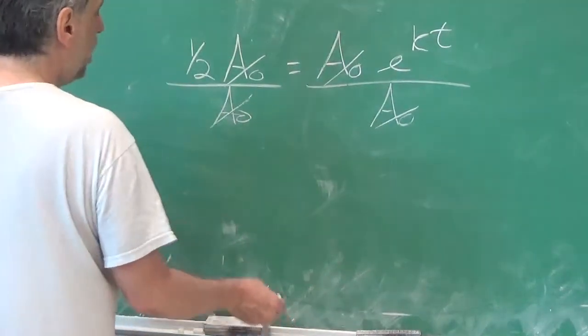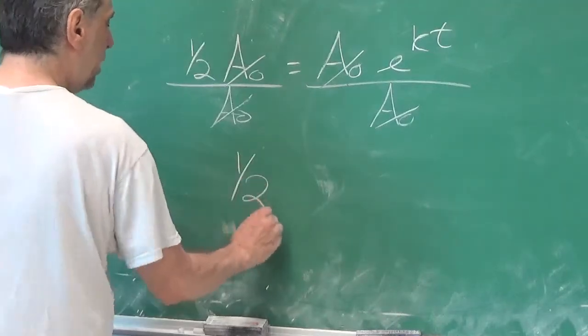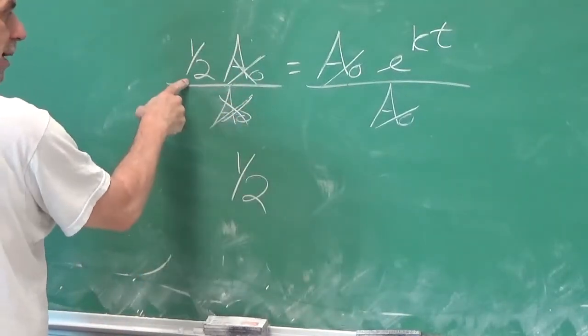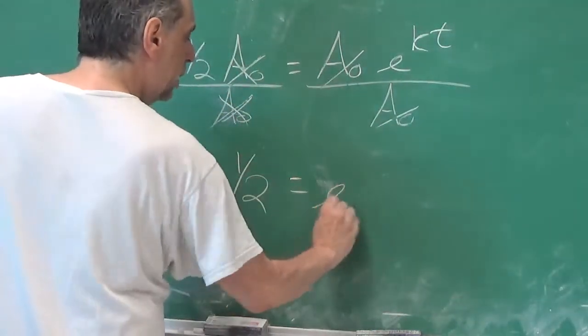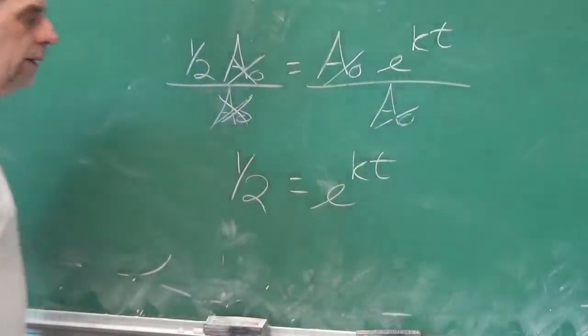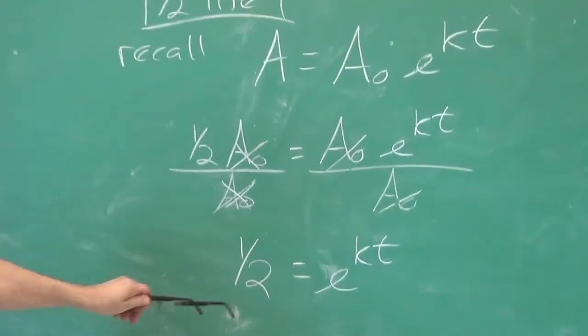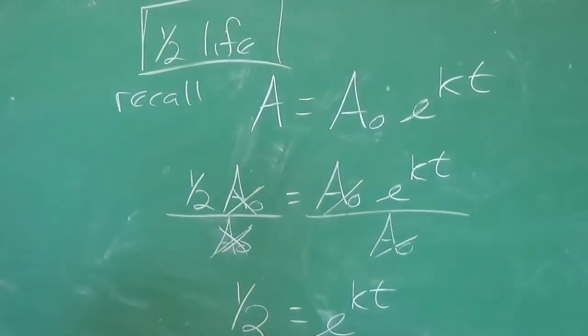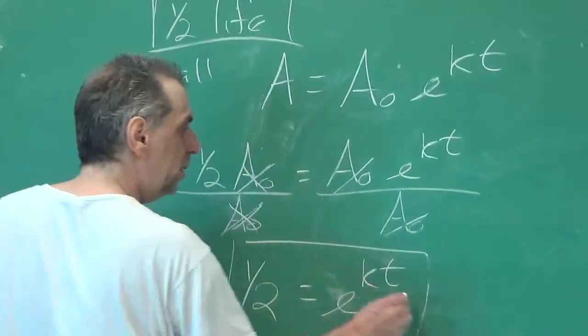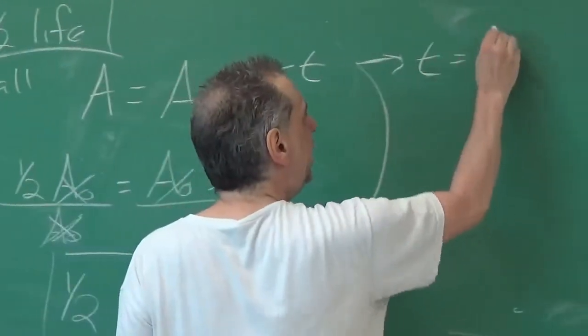So we are now looking at 1/2, right? Once we cancel that out, we've got 1/2 over here, and e to the kt over here. We're looking for the time that it takes to lose half of its substance. So we're going to solve this equation for t to get the half-life. So t is going to be the half-life.